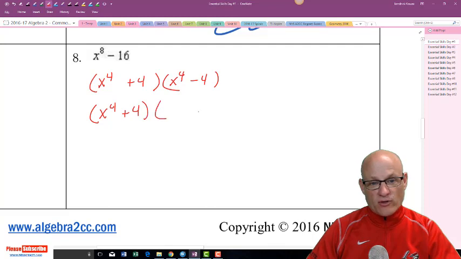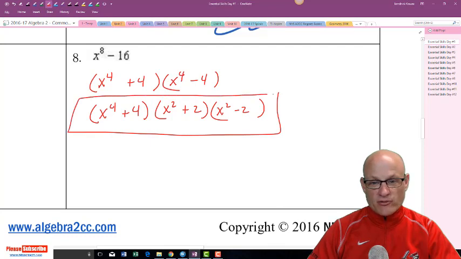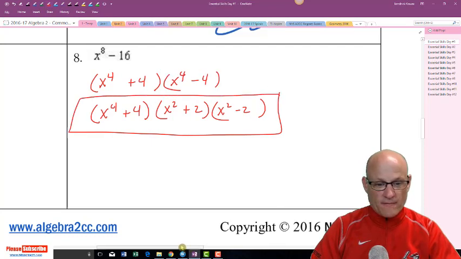But this one over here is the difference of perfect squares again. That's x squared and x squared. What multiplies to negative 4? Positive 2 and negative 2. Now they're not difference of perfect squares anymore, so that's all there is to that one.